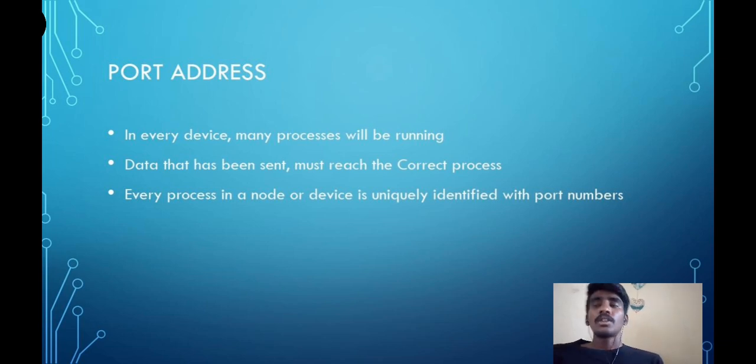port address. There are many processes running in your computer, like Chrome or Mozilla Firefox or WhatsApp, many processes are going on in your computer. So he has to give the information particular to the destination of a process. In every device many processes will be running. Data that has been sent must reach the correct person through the correct process. So every process in a node or device is uniquely identified with port numbers or port addresses. Port address is nothing but process address.